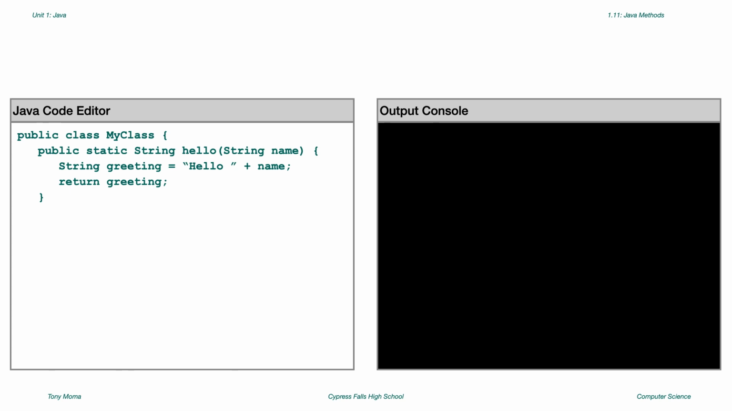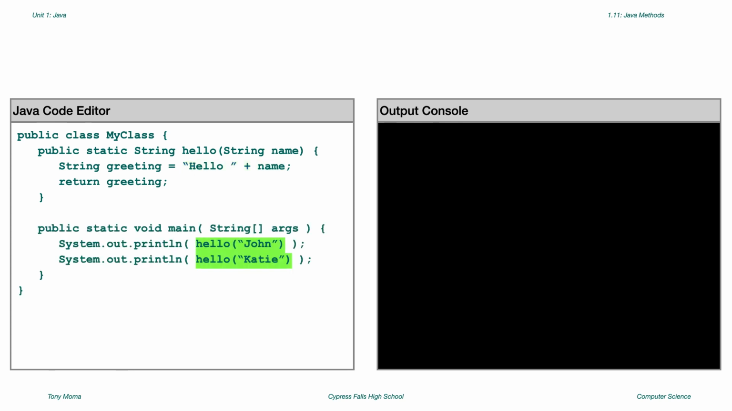Now, consider this method example. Here, once again, we start with public static, but now we're returning a string. That's going to be the type of value this method is going to return. And the name of the method is hello, and it receives 1 parameter of type string. Then, inside the body of the method, we concatenate the parameter with the string hello to form a short sentence. Hello, name. That sentence gets stored inside the string called greeting. Greeting gets returned by the method.